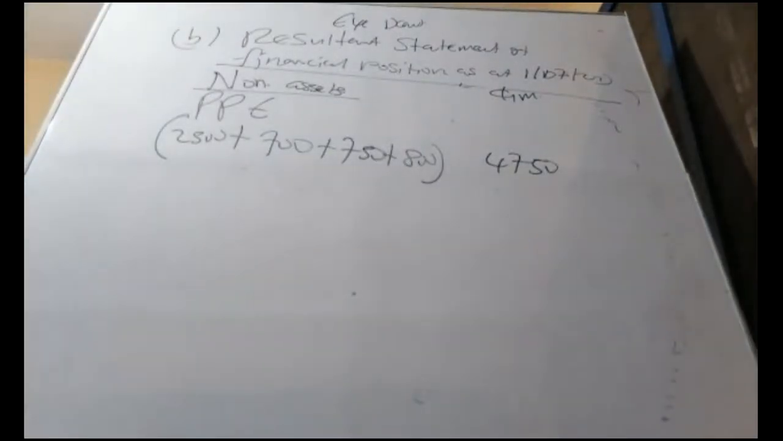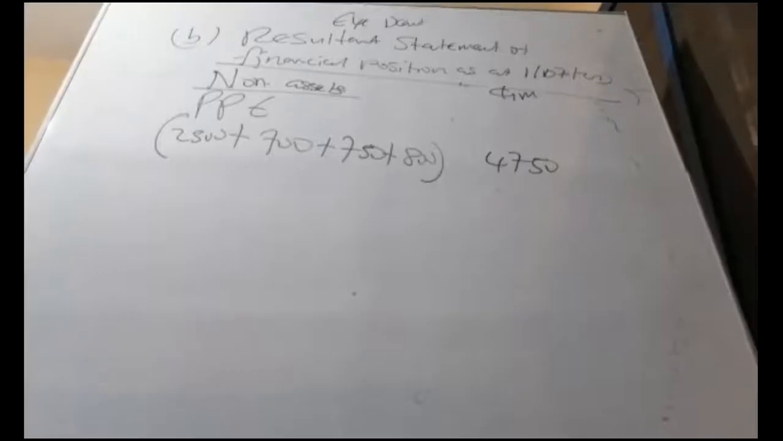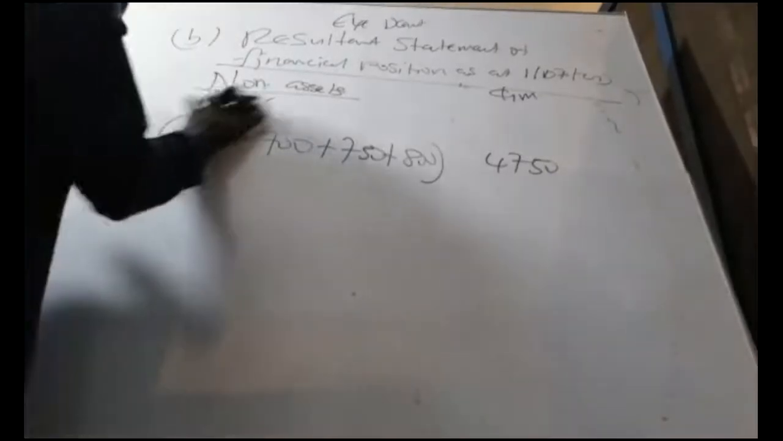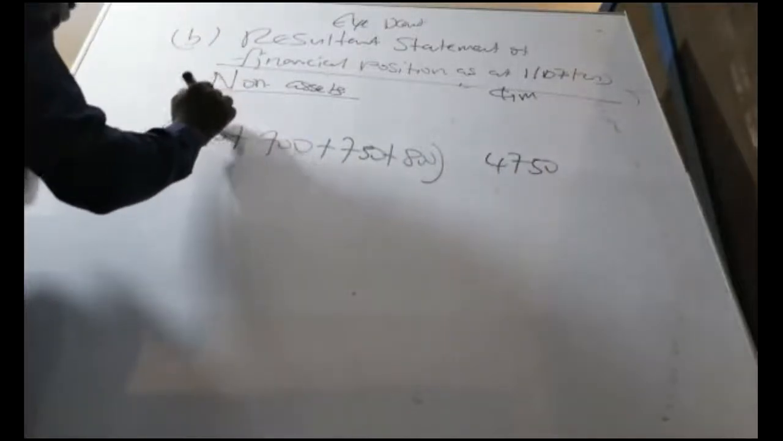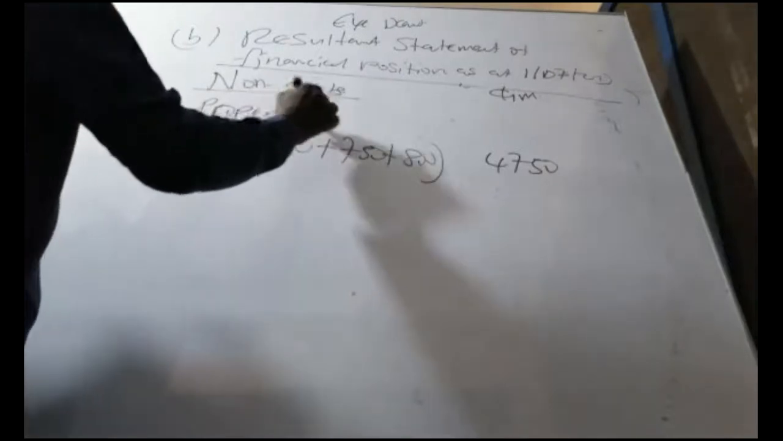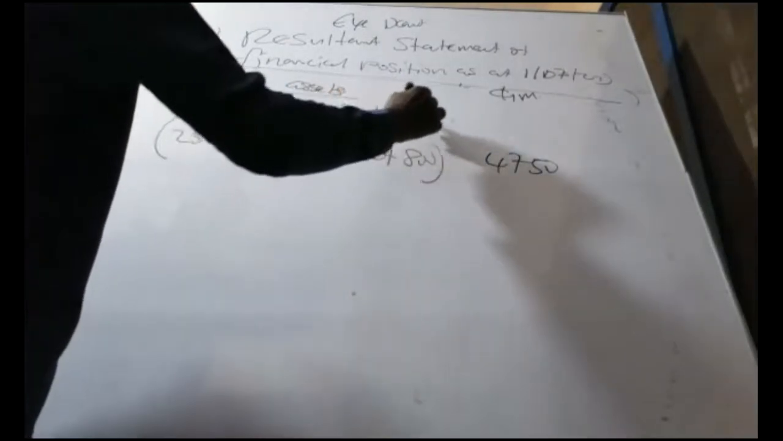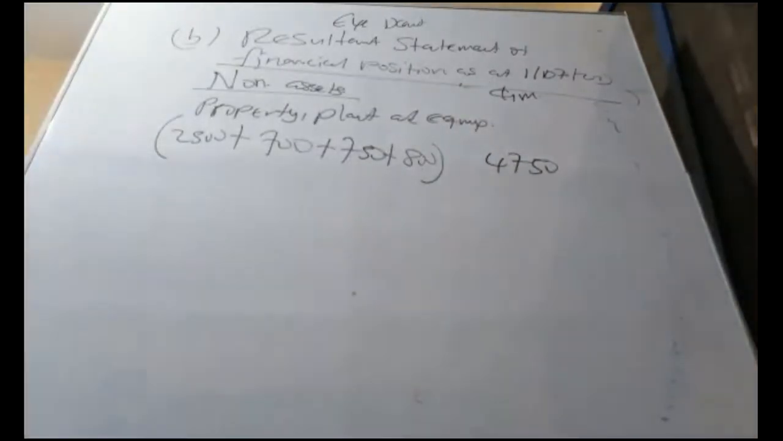We are going to use their format. When they move, you move. When they stop, you stop. From the PPE, they wrote it in full, so let us also write it in full: Property, Plant, and Equipment. Let's write it in full to avoid penalty.